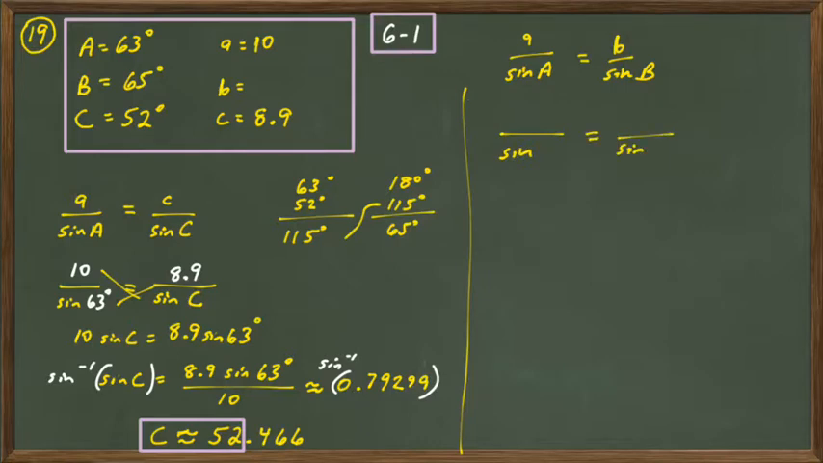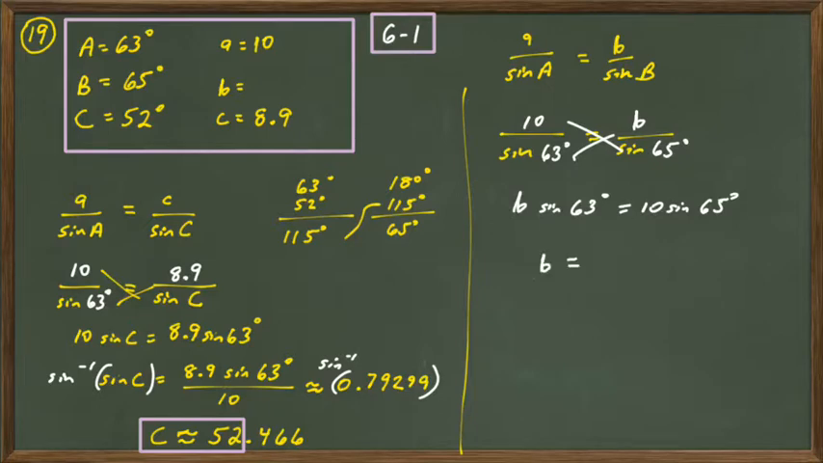Okay, do I know side A to be 10 and do I know angle A to be 63 degrees? Do I know side B? No. Do I know angle B? Well, I know a rounded version of it, 65 degrees, which is the best I can do right now. I could be more accurate, but I'm going to leave it like this. So what do I end up with? I get B times the sine of 63 degrees equals 10 times the sine of 65 degrees.